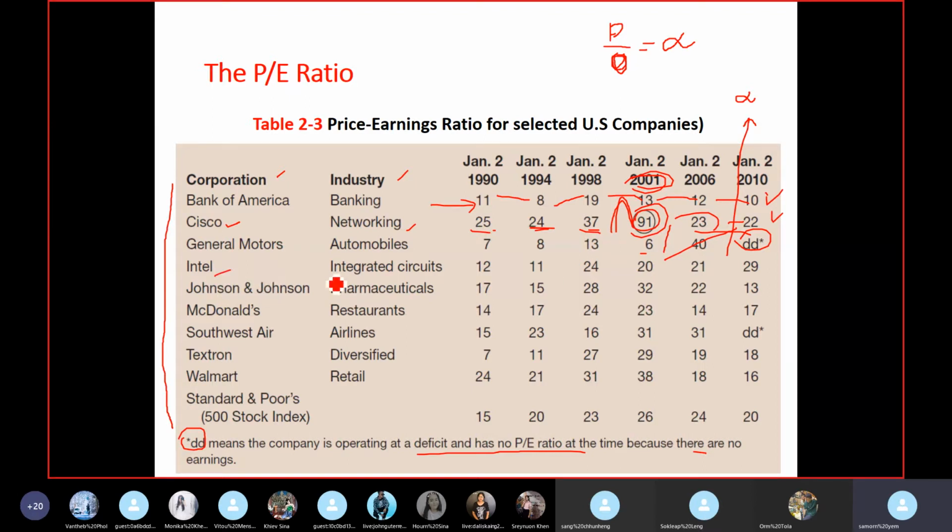The company number 4, Intel, is the kind of industry of integrated circuits. The numbers are 12, 11, 4, 24, 20, 21, 29, and others like 14, 7, 24, which look incredible. As for the airline, starting from number 15, 20, it increases, then goes down, increases, increases, and then increases more.